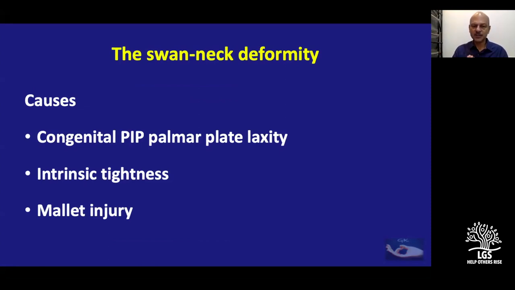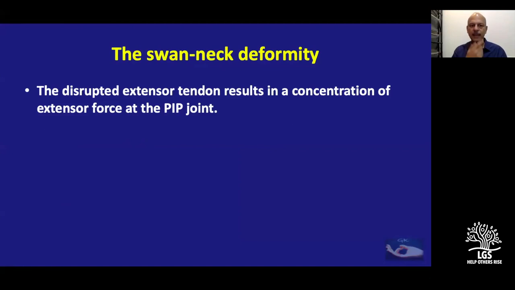The causes of swan neck deformity are many, of which mallet finger, or mallet injury, is one. Congenital proximal interphalangeal joint palmar plate laxity is one cause, and intrinsic tightness is the second cause. The third cause is mallet injury. When there is a mallet injury, how does it lead to a swan neck deformity?